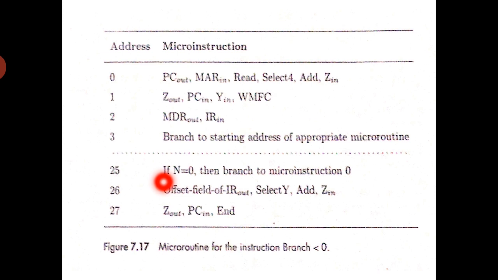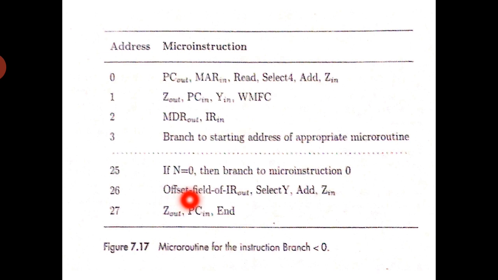Here we are checking the branch instruction: if n is equal to 0, then branch to micro instruction 0, meaning we go back to the 0th address instruction and execute it again. If n is not equal to 0, then we come to the 26th address instruction.